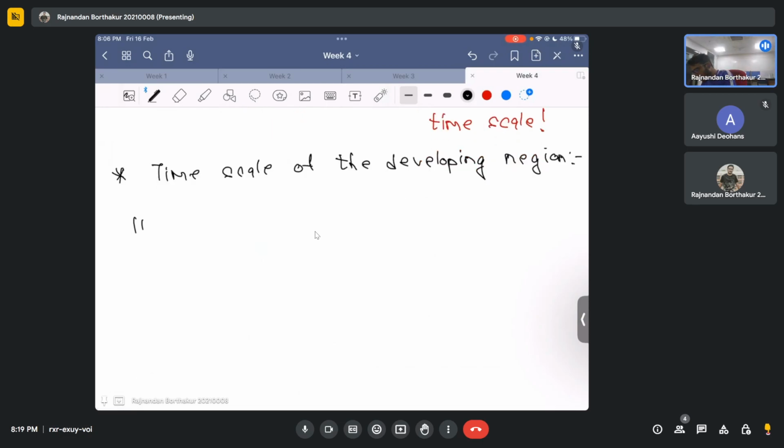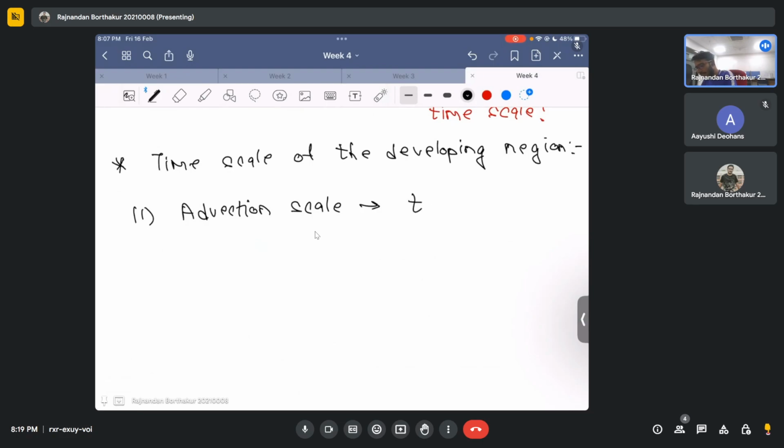The first scale, as you have rightly pointed out, is the advection time scale. This is very simple. If we choose the advection time scale, it is generally known as TA, and this is nothing but the characteristic length LC divided by the characteristic velocity UC. In this case, it is just H by UC, and UC can either be U max or U average.